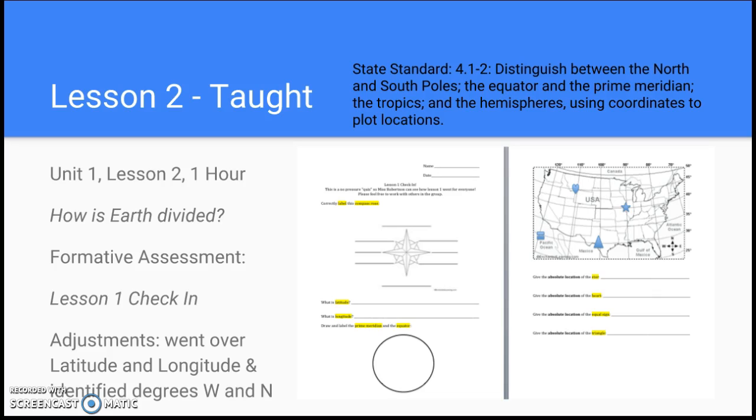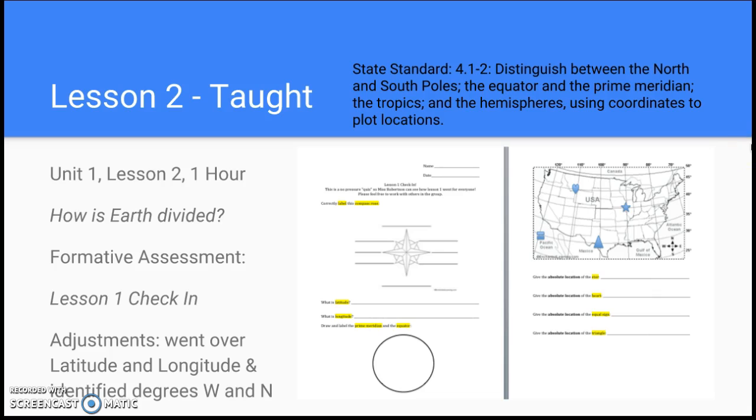So for that reason, I created a formative assessment that was focused on lesson 1. So here is the assessment that I created. You'll see that I used the same compass rose for the diagnostic assessment. I asked what is latitude, what is longitude, draw and label the prime meridian and the equator, and then students had to find the absolute location of the shapes on this map.